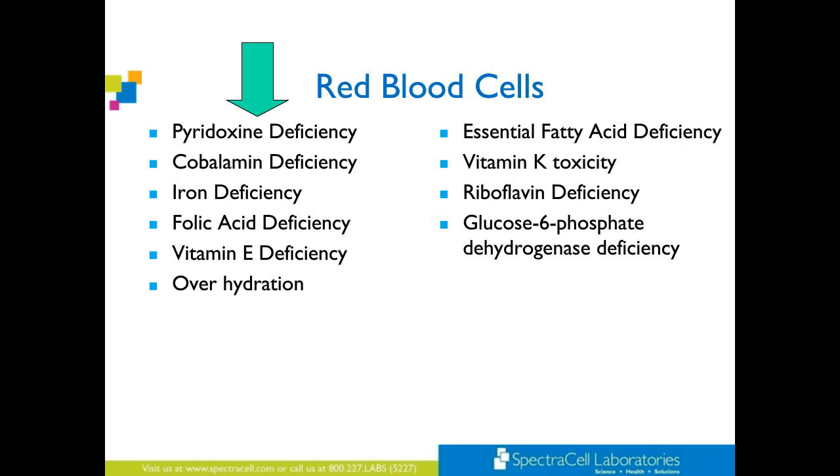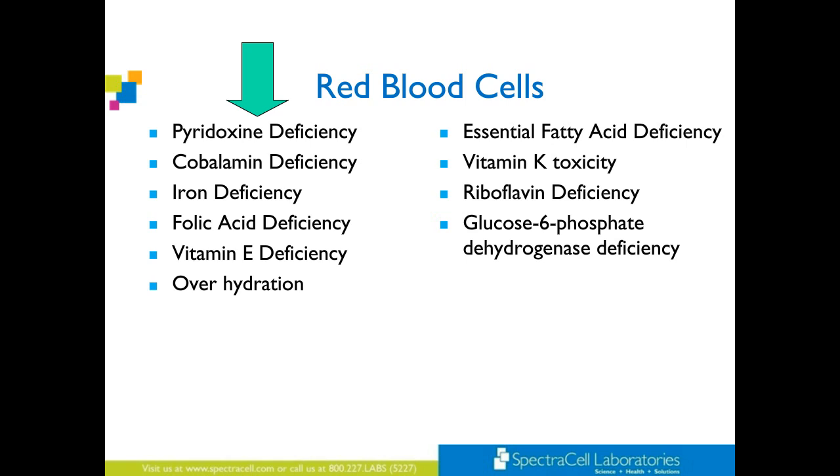So whenever you see a decreased red blood cell count on a CBC, you definitely want to look at these nutrients. You can see B6 deficiency will do that, B12, of course, iron, folic acid. Vitamin E will give us more of a hemolytic type anemia because vitamin E deficiency affects the cell membranes. Of course, we could have a person that's overhydrated, which is very rare, but could occur. Essential fatty acid deficiency could be where a person has poor cell membrane integrity. Then, of course, a vitamin K toxicity. This happens more if a person is getting an injection with vitamin K. It doesn't happen very often if a person is taking oral intake of vitamin K.